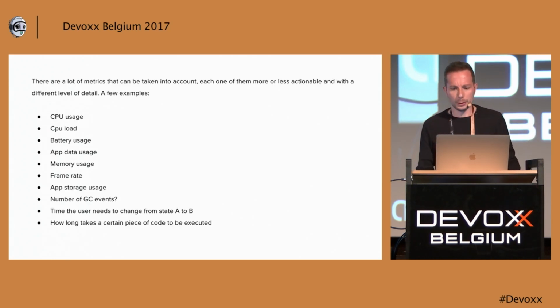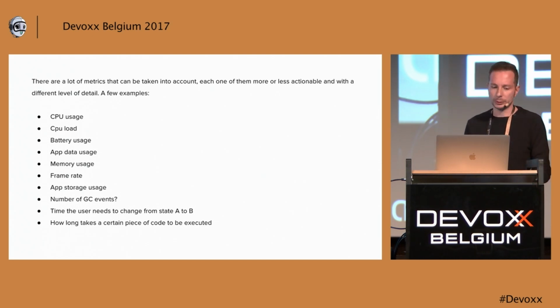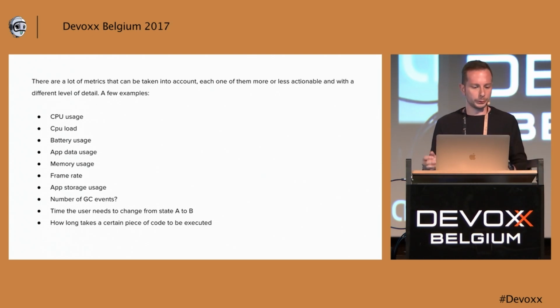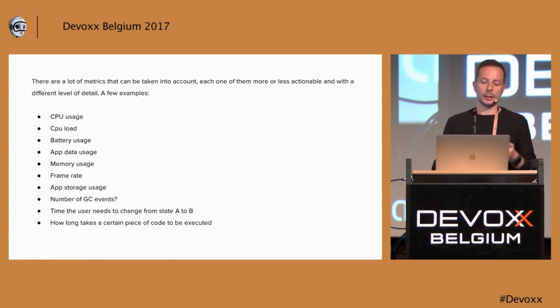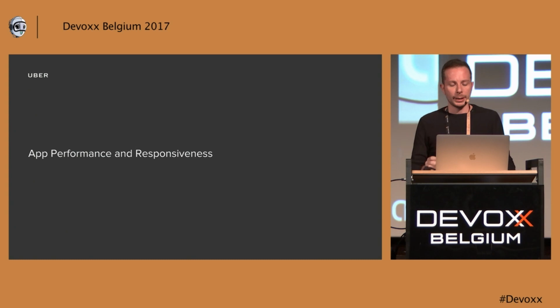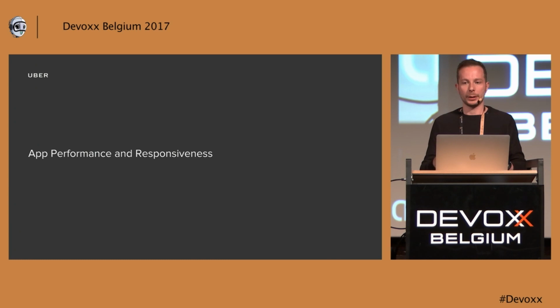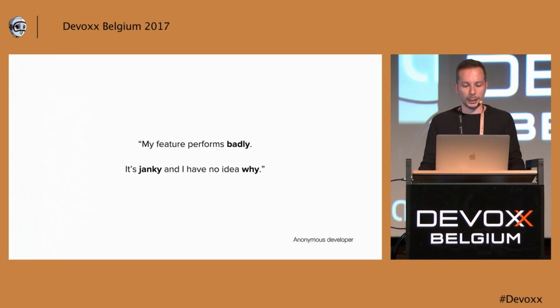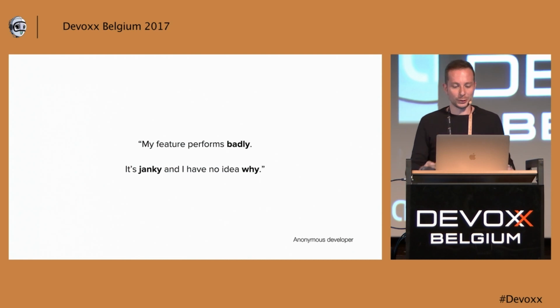Which are these possible app performance metrics? I just put a bunch of them here: CPU usage, battery usage, memory usage, frame rate. But also things like how much time it takes to change from state A to B, for example, or how long a certain piece of code takes to execute. Specifically about mobile performance, there is another problem, which is responsiveness. The user touches the screen and wants to see feedback within a specific amount of time.